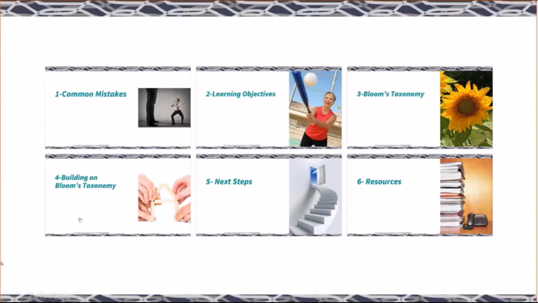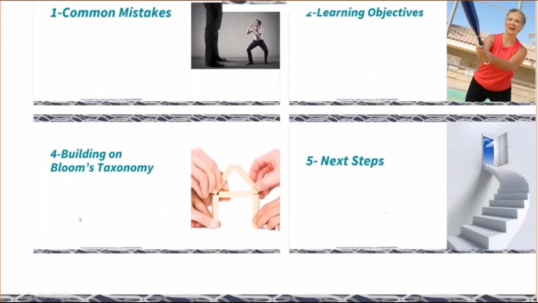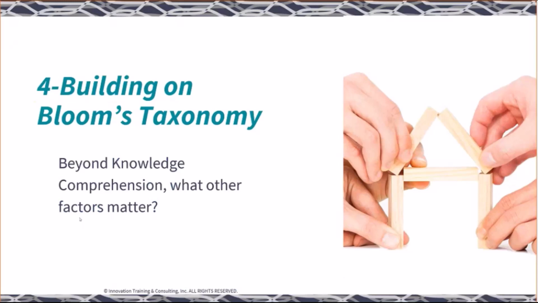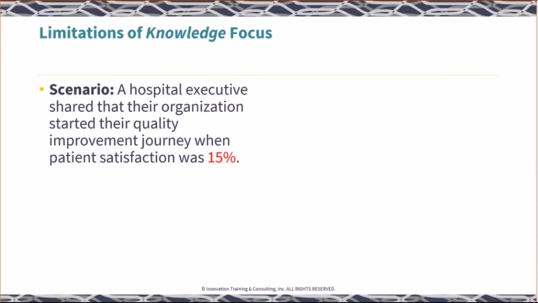Okay. So Bloom's taxonomy is, again, about comprehension and the different levels. And so over time, people have decided there's maybe some other factors that roll in and are important as well. So at a conference, there was a gentleman representing a hospital, and he's sharing about their quality journey. And he said, we started our journey when patient satisfaction was 15%. Now, there were a few thousand people in the audience, and I think we all gasped at that. Like, you have to make an awful lot of people mad to be at 15%.